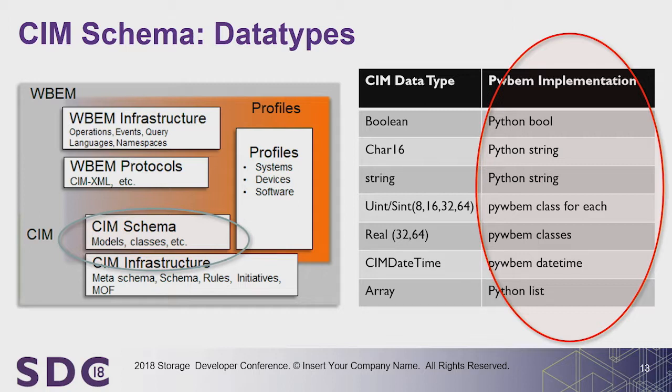Okay, we got specific data types in SIM. And those correspond, data types, Boolean, character, string, all of the various uints and sints, real, date time, an array, which is not a data type, but let's not get carried away with protocol here. And they're all represented by specific implementations. So Boolean is Python bool, char16 is Python string, et cetera, and we control that throughout our implementation. So we fully implement all the data types that are in the SIM model.